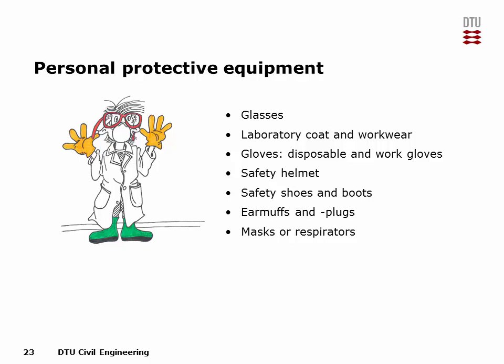Use personal protective equipment to protect yourself during work processes. Use glasses when you risk getting something in your eyes. Use a laboratory coat or workwear when risking contaminating your clothes to avoid spreading the contamination. Use suitable gloves depending on the work. Choose, for instance, disposable or work gloves. Safety helmets must be worn during work if there's any risk of getting hit on your head. Safety shoes or boots should be used if there's a risk of crushing your feet or stepping on sharp items.